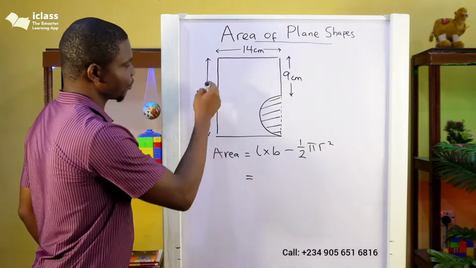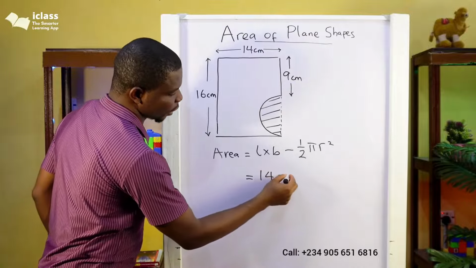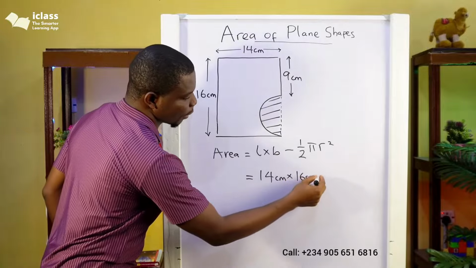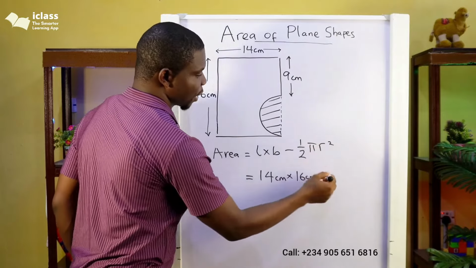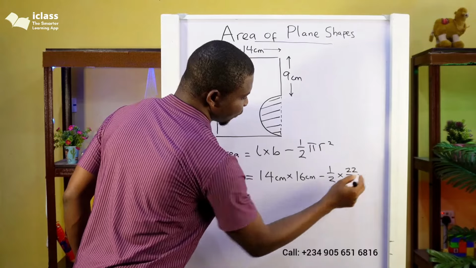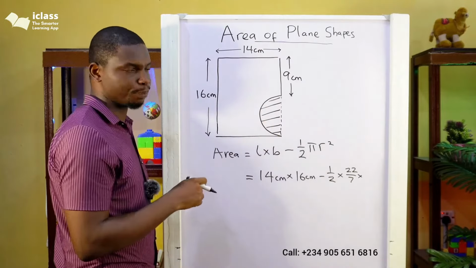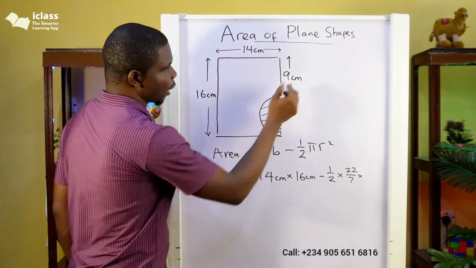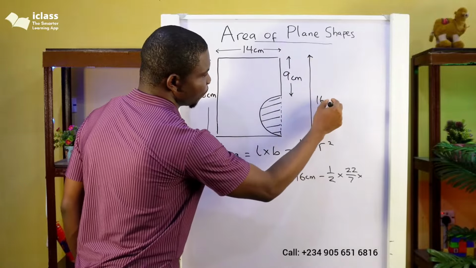The length is 14. The breadth is 16 centimeters, minus the area of the semicircle, half times 22 over 7 times the radius. Now, what's the radius of this semicircle? You know, from here to here is 16. That means from here to here will be 16 as well.